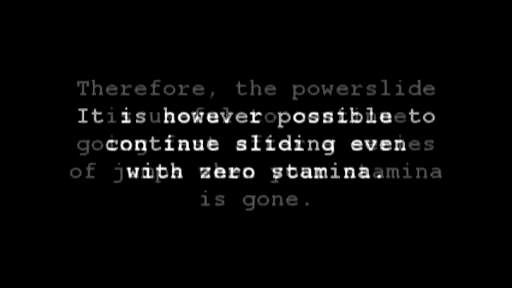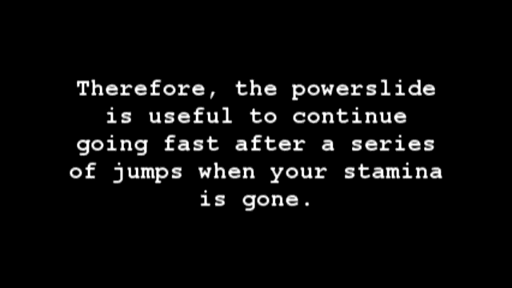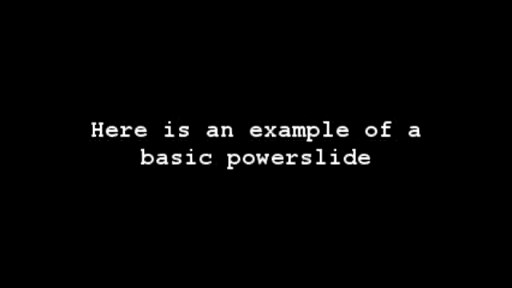Chapter 4. Speed Slide. A power slide can be done by hitting crouch as you reach the floor. As you slide, your speed will slowly go down and your stamina will drain down. It is however possible to continue sliding even with zero stamina. Therefore, the power slide is useful to continue going fast after a series of jumps when your stamina is gone. Here is an example of a basic power slide.